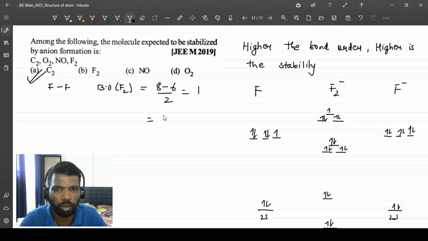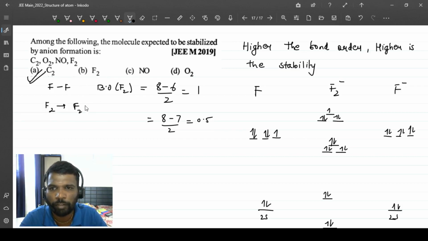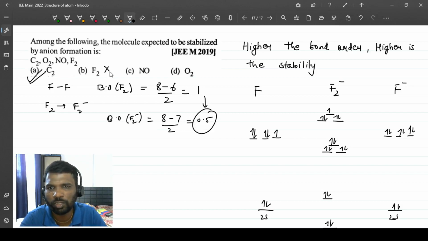So bond order will be one electron extra over here, 8 minus 7 by 2. So bond order will be half, 0.5. So bond order is decreasing. So F2 would never change to F2 minus because bond order is decreasing in that case, because one of the electrons will be added. So I will write the bond order for F2 minus. So there is a decrease from 1. So this is also not correct.